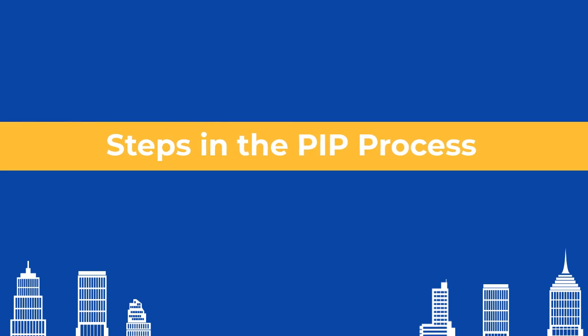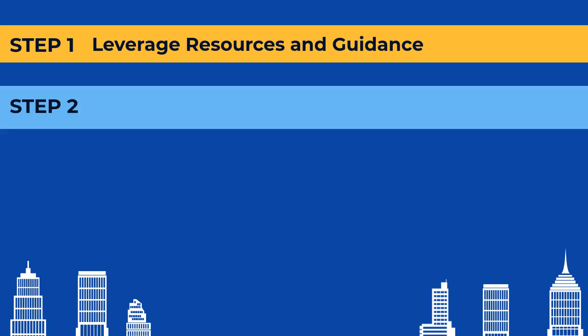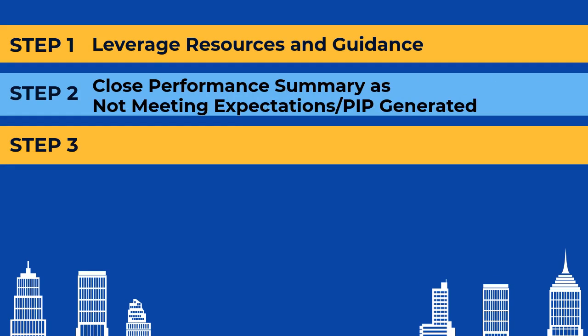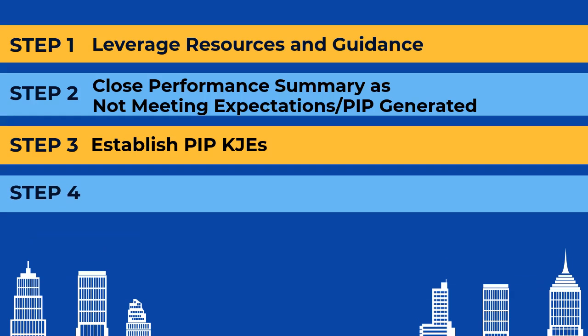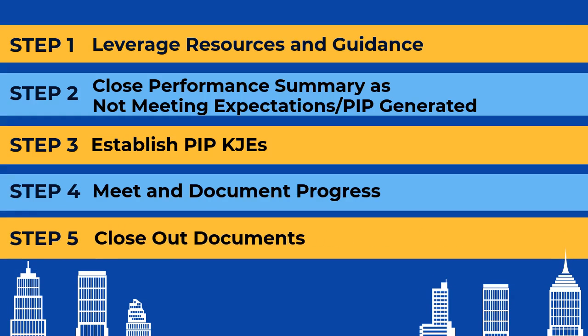Step 1. Leverage resources and guidance. Step 2. Close performance summary as not meeting expectations, which generates a PIP. Step 3. Establish PIP KJEs. Step 4. Meet frequently and document PIP progress. Step 5. Close out the PIP documents. We will cover each step in more detail.